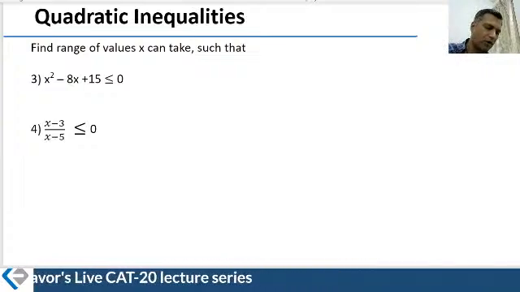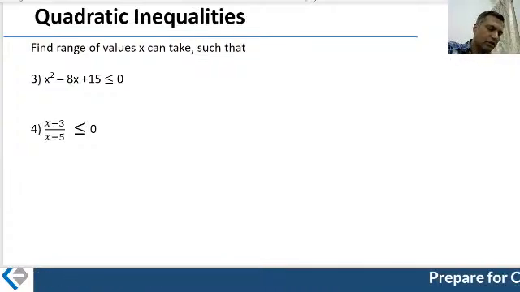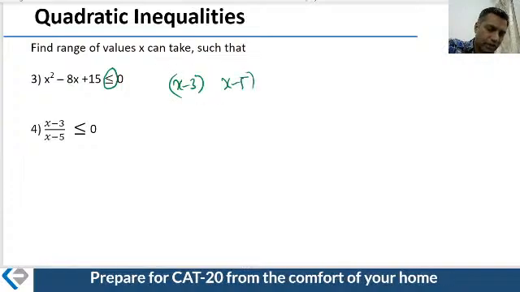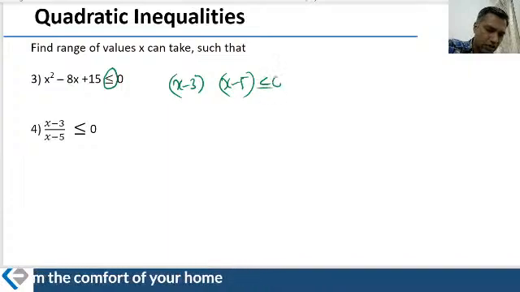How is this particular third one different? The third one is less than or equal to. You would have done exactly the same thing because I'm taking the same example here, because now I'm going to make some points. x minus 3, x minus 5 is less than or equal to 0.